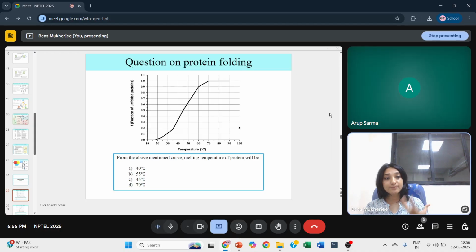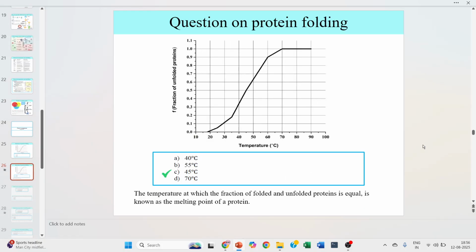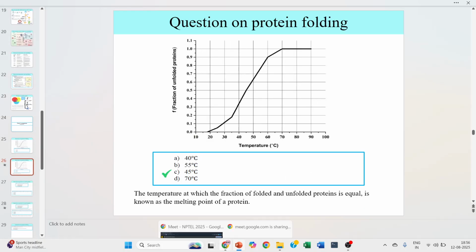Now let's say you have stabilized a protein. Then what we will expect is that the curve will shift. So there will be this rightward shift and the melting temperature will be higher for this stable mutant. So from here, what do you get as the melting temperature? It's going from 0 to 1, C. Right. Yes, that's correct. C is the melting temperature.